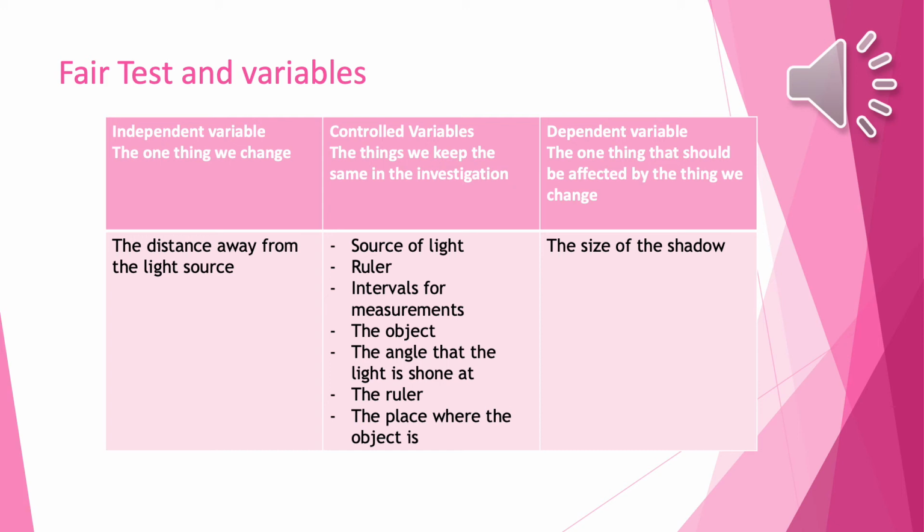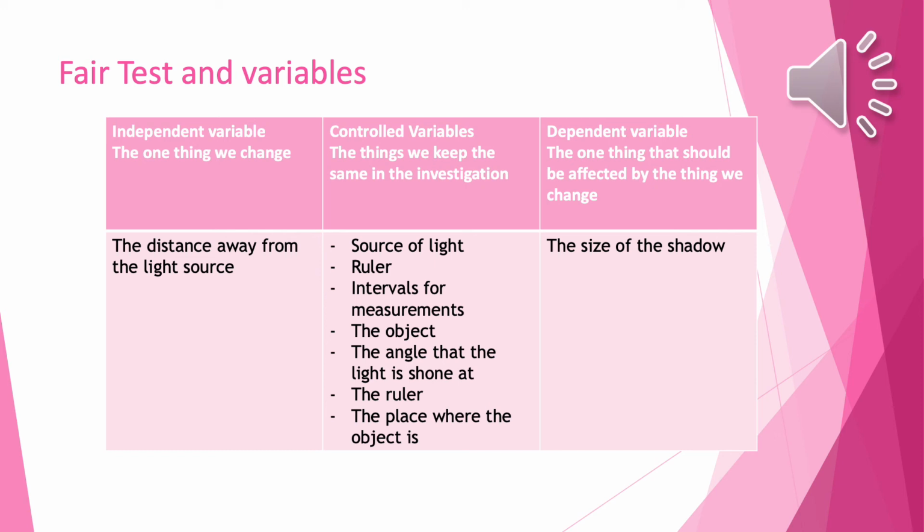And then I want to keep the object that I have got the shadow from the same. If I change it halfway through, I can't measure the shadow because it would be wrong. It wouldn't be the same as it was for the other ones, so it would make an invalid test. It would no longer be fair. The angle that the light is shone at. This is going to be quite difficult, so don't worry if you do find this a problem, but I can't shine it down on the floor at it one time and then above it. I've got to try and keep it as similar as possible, so try to think about that when you're planning it.